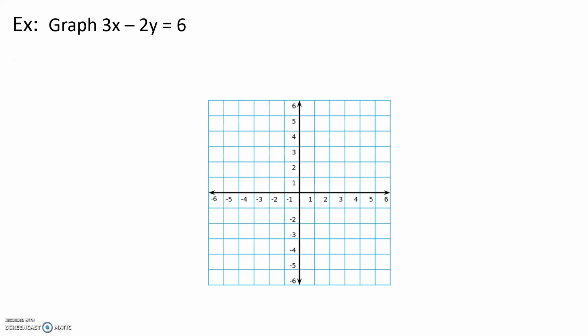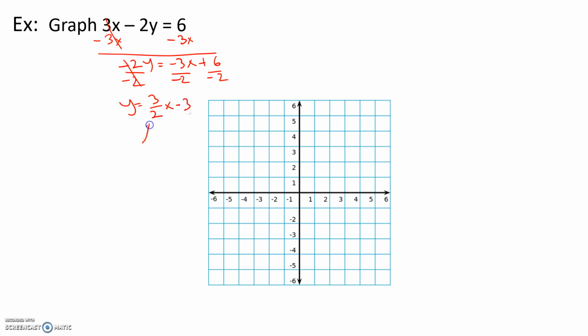Let's graph the equation 3x minus 2y equals 6. When we graph an equation, we first have to isolate the y. So we would start off by subtracting 3x from each side. This would give us negative 2y equals negative 3x plus 6. Since the y is multiplied by negative 2, we would divide each term by negative 2, and this would give us y equals 3 over 2 x minus 3.